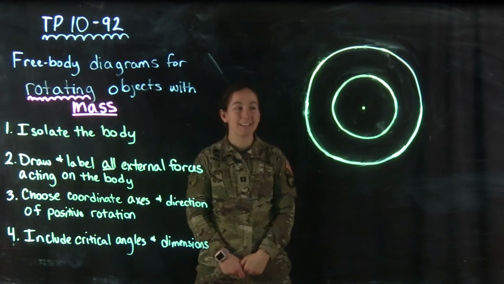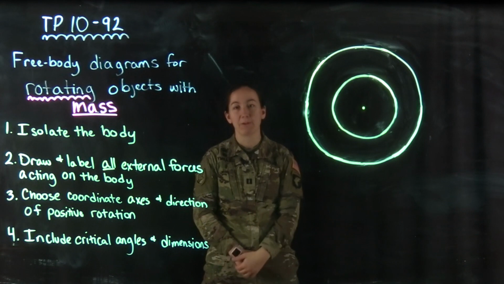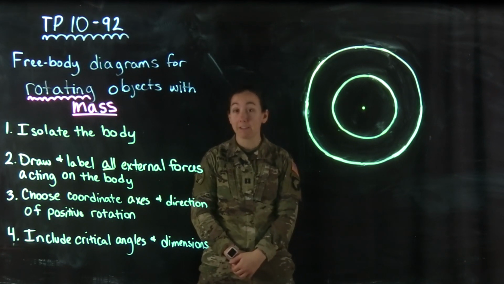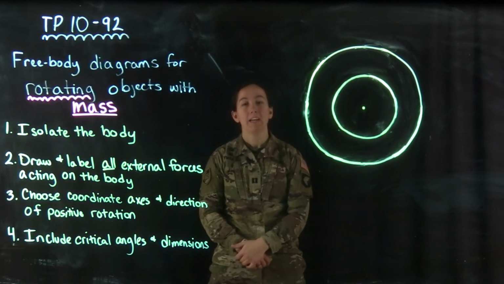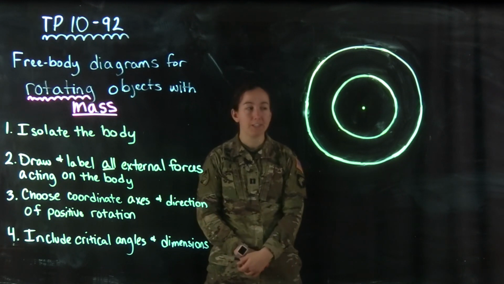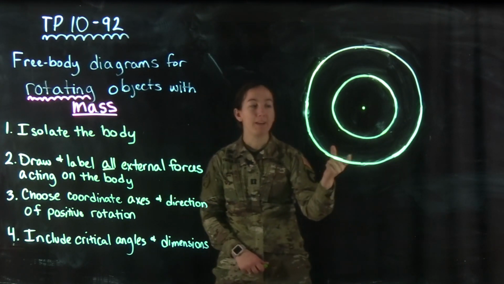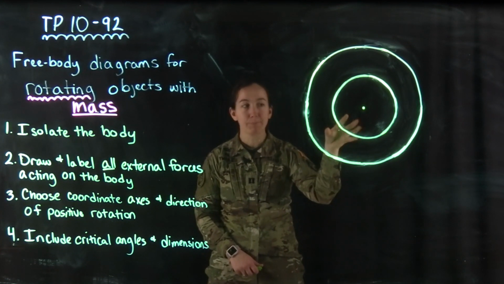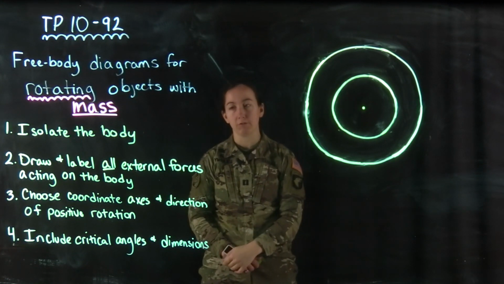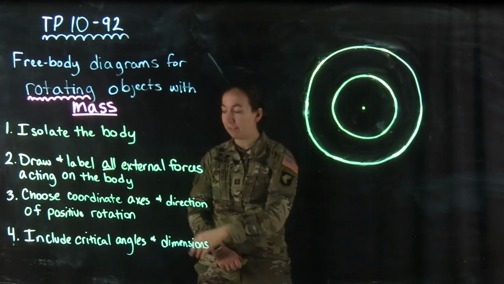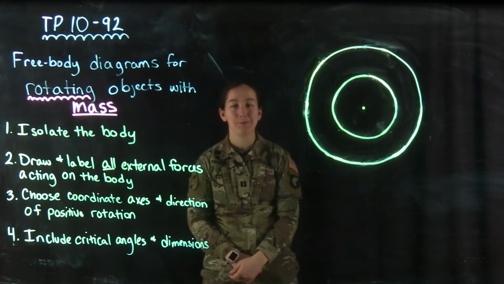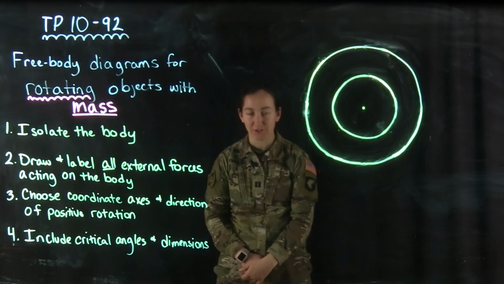All right, physics fans, that's step 1 of the free body diagram process. I have isolated the body. The pulley, as we saw in the text problem 10-92, consists of 2 concentric circles. I have done my best to make it very distinct between the inner circle and the outer circle, so that later on in step 4, it's really easy to label my critical dimensions.